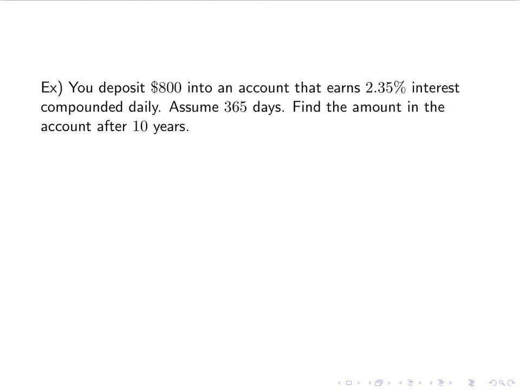So let's try another one. You deposit $800 into an account that earns 2.35% interest compounded daily. We're going to assume 365 days and not worry about leap years. Find the amount in the account after 10 years.